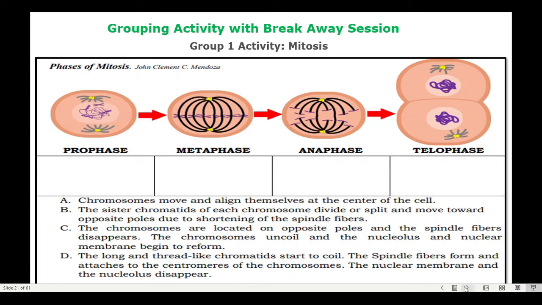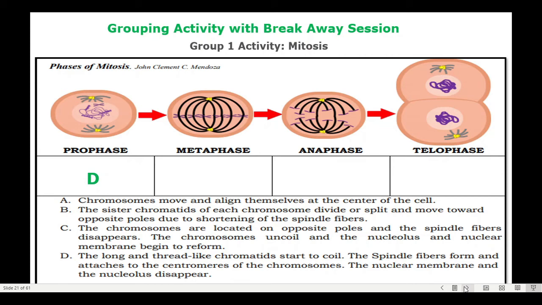So for prophase, the long and thread-like chromatids start to coil. So, nakita nyo naman sa picture, nagko-coil siya, no? Ibig sabihin, nagpupulupot siya, nagko-condense siya, kumakapal siya. The spindle fibers form and attach to the centromeres, yun yung middle portion ng chromosomes natin. The nuclear membrane and nucleolus disappear. So, nawawala. Disappear, disintegrate yung nuclear envelope. Next, metaphase.